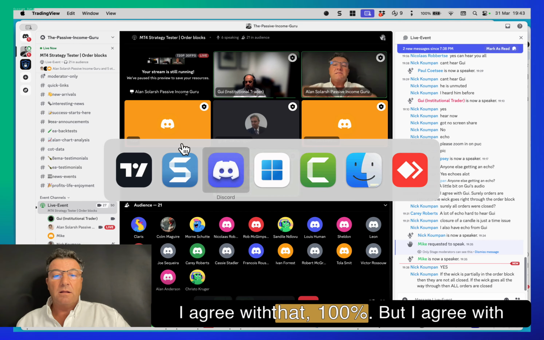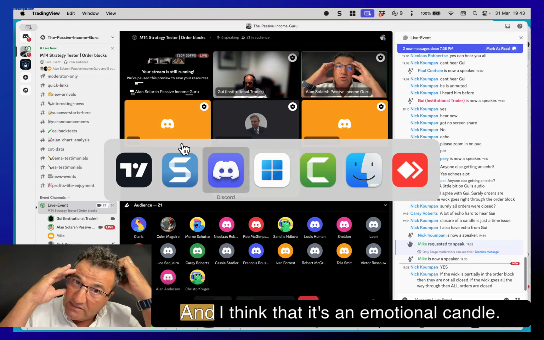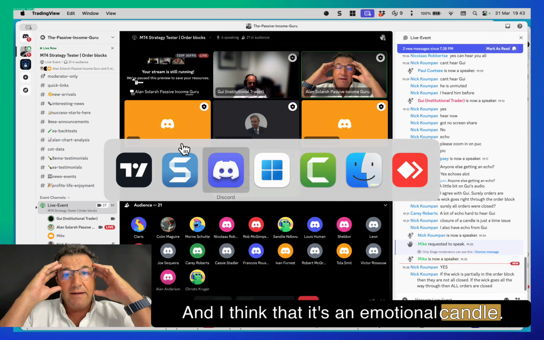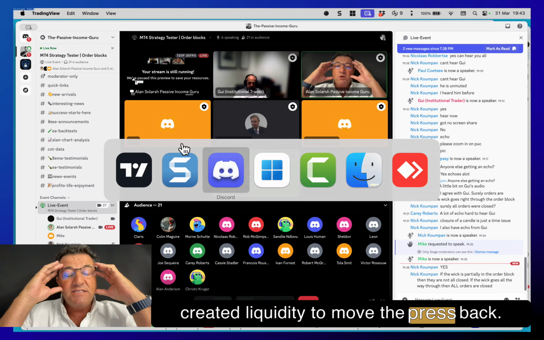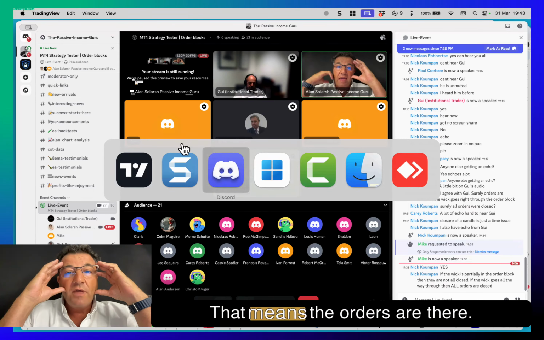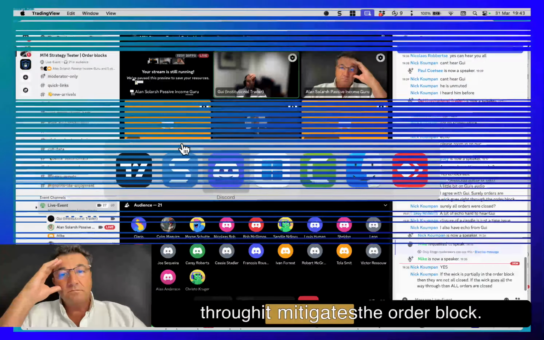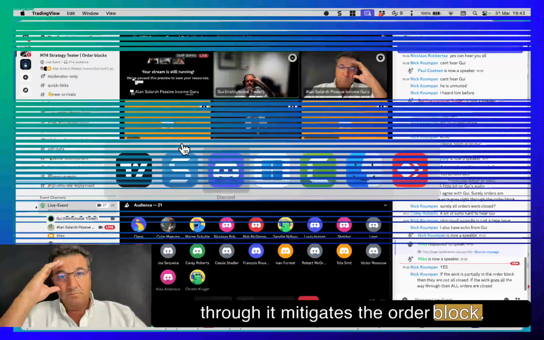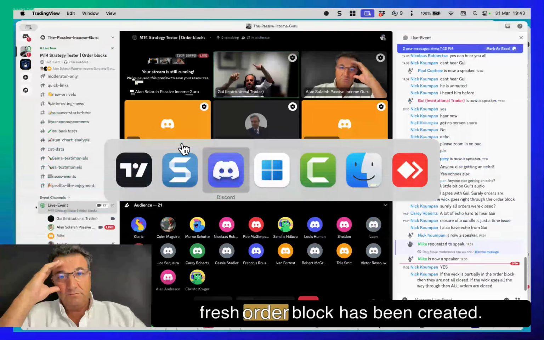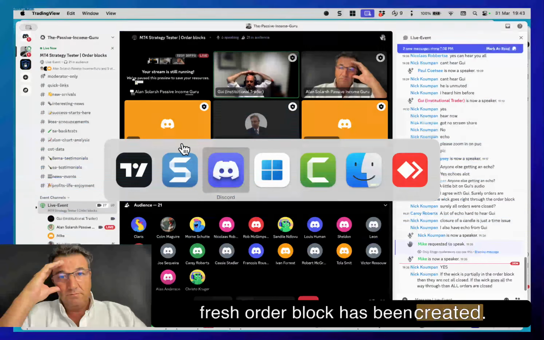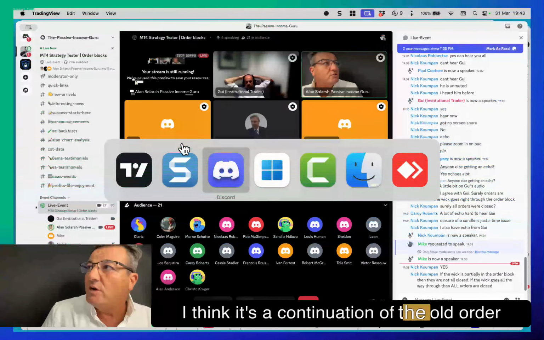Look at Nick. Nick's saying if the wick goes right to the order block, that order block's gone, and I agree with that 100%. Okay, I don't agree with it, but I agree that it's a liquidity sweep, and I think that it's an emotional candle. What the banks have done is they've just created liquidity to move the price back north. That means the orders are there. If that wick comes through, it mitigates the order block to move it back up, and when they move it back up, a new, fresh order block has been created, which creates a new efficiency. I don't think it's a new order block. I think it's a continuation of the old order block.